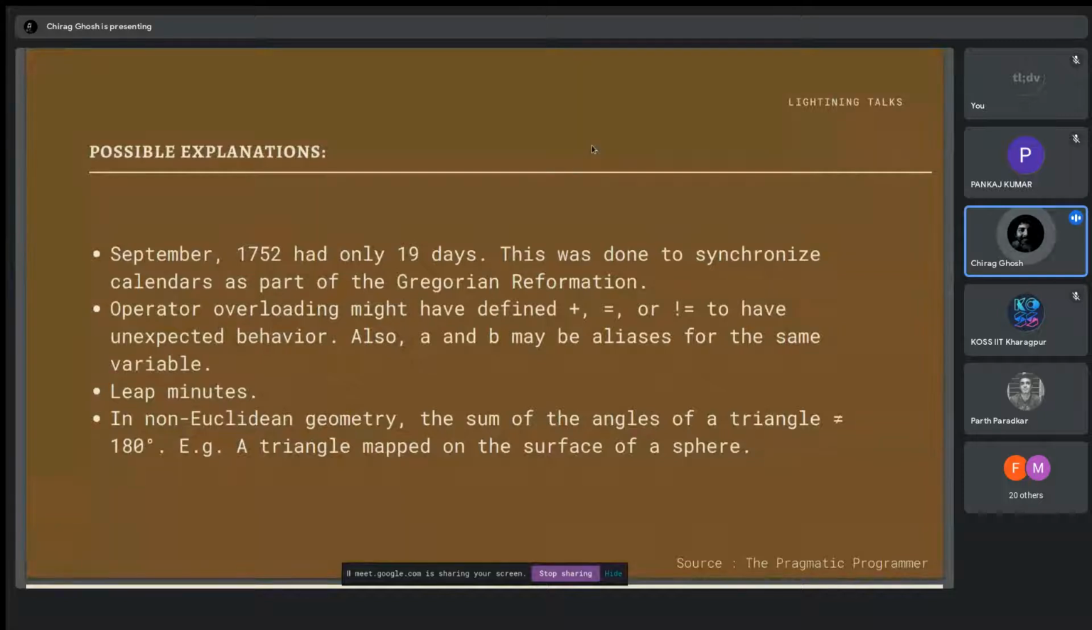The first one is completely history, but if you don't know, then you cannot tell. September had 19 days. The second one, I guess maybe it is some kind of alias, as it is stated. The third is called leap minutes. The fourth, as was said, involves non-Euclidean geometry, where the angles may not sum to 180 degrees. For example, if a triangle is put on the surface of a sphere, it is not a plane. Basically, it is not the type of geometry which we generally study.